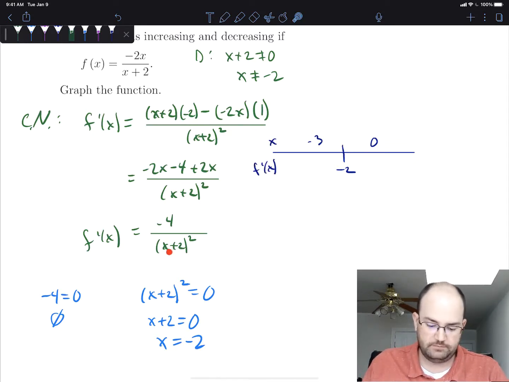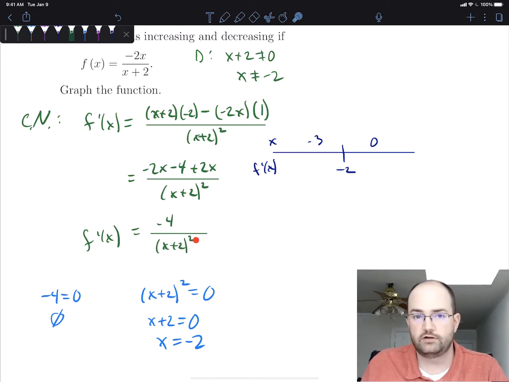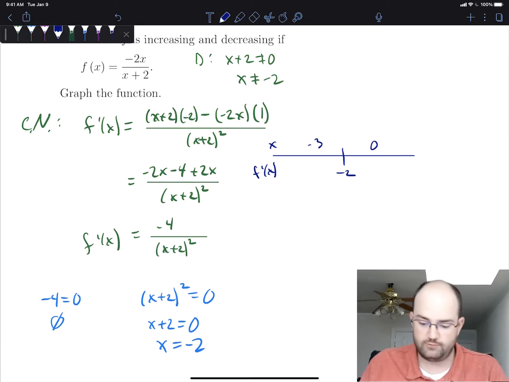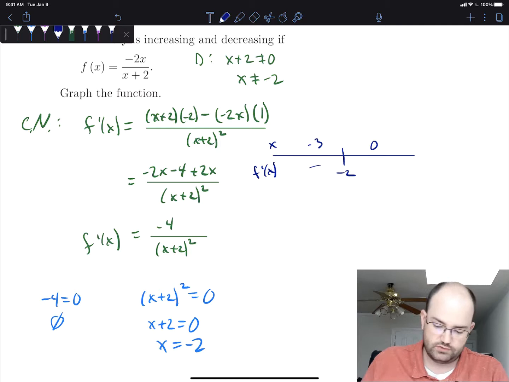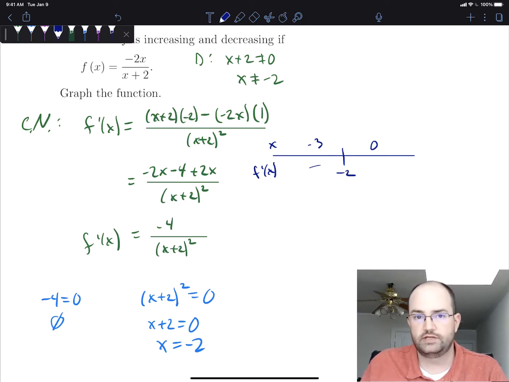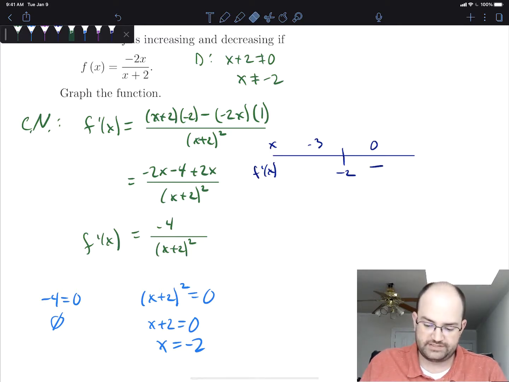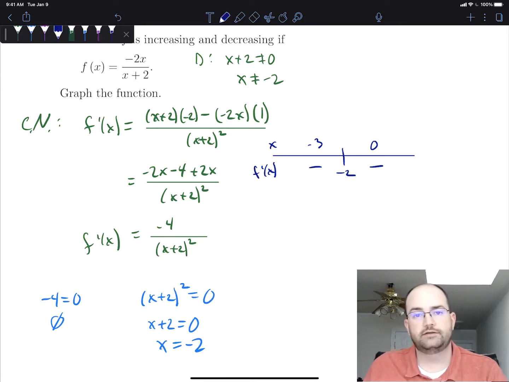Plug in negative 3. Negative 3 plus 2 is negative 1. Negative 1 squared is positive 1. Negative 4 over positive 1 is negative 4, which makes this negative. Excellent. Now for the 0, plug it in here. 0 plus 2 is 2. 2 squared is 4. Negative 4 divided by 4 is negative 1, aka negative as well. So both sides here are negative.